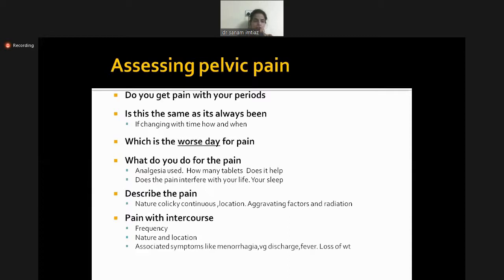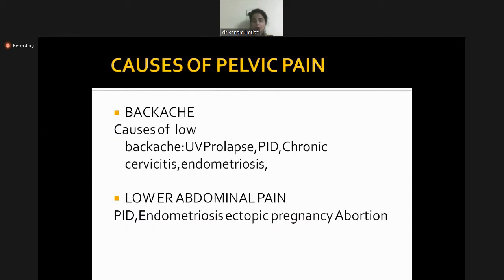Nature and location, associated symptoms like menorrhagia again. Then again, this is exactly what I told you. Dysmenorrhea, if it's associated with menorrhagia, it's endometriosis; with discharge, PID; with fever, again can be PID; with weight loss, can be TB as well. Then again, lower backache can happen in uterovaginal prolapse, PID, chronic subacute PID, and endometriosis. These are all the differentials that you will keep in your mind if the patient presents with lower backache. So abdominal pain could be PID, could be endometriosis, could be an ectopic pregnancy, could be an abortion.